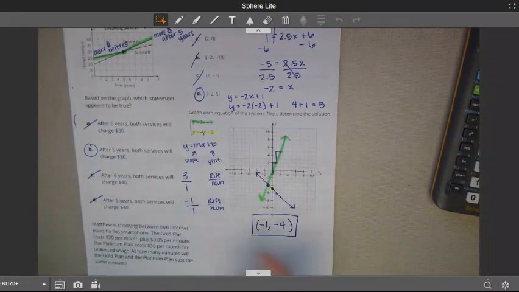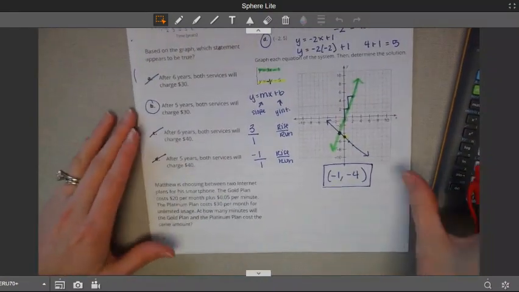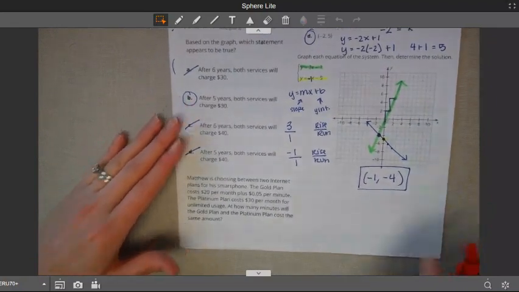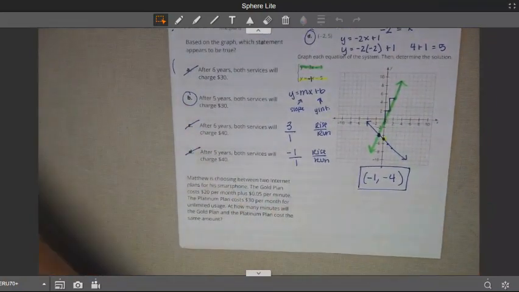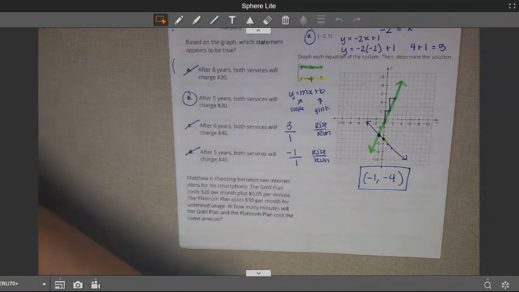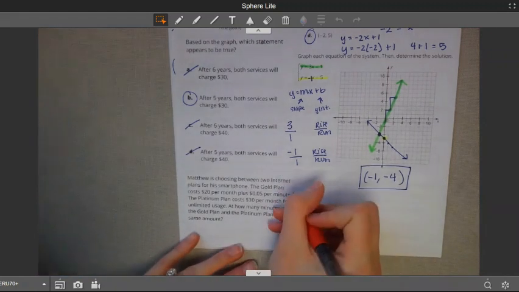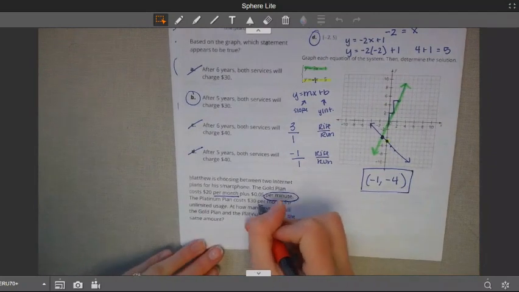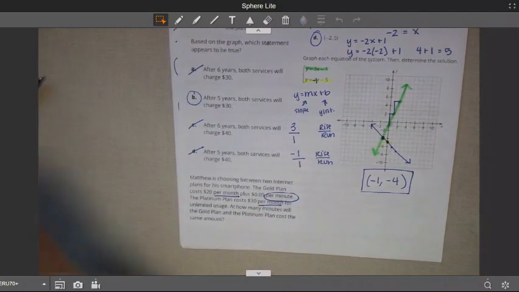Okay. And the very last one, Matthew is choosing between 2 internet plans for his smartphone. The gold plan costs $20 per month plus 5 cents per minute. And the platinum plan costs $30 per month for unlimited usage. Okay, when it's talking about per month and per minute, we're going to use per minute as our slope. And then per month is your y-intercept. So this is y-intercept in this case, when you have two pers.